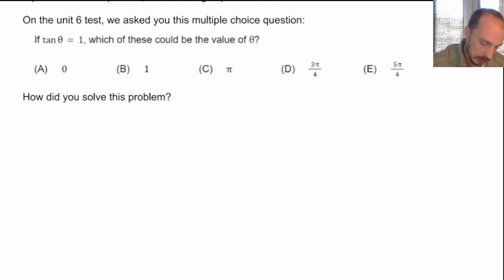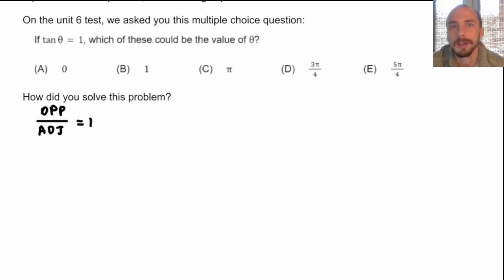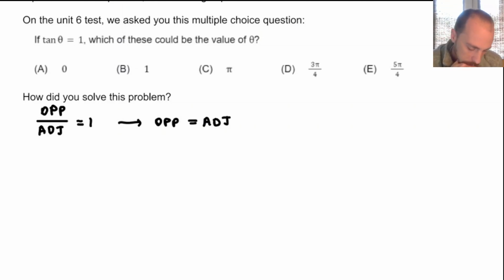And so what you were really thinking there, if you said that, was that opposite over adjacent is equal to 1, because that's what tangent is on a triangle. And if that's the case, then that's going to have to mean that you multiply both sides by adjacent. See, opposite has to equal adjacent. Or think how you get a fraction to equal 1 when the numerator and denominator are equal. And so from there, opposite and adjacent are the two legs in the right triangle. So the legs are equal.